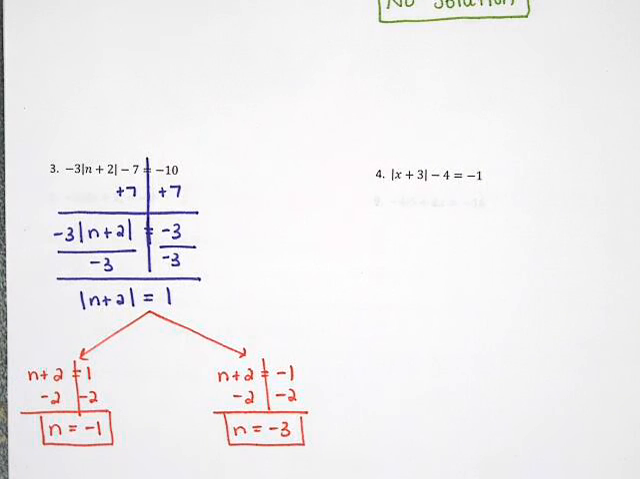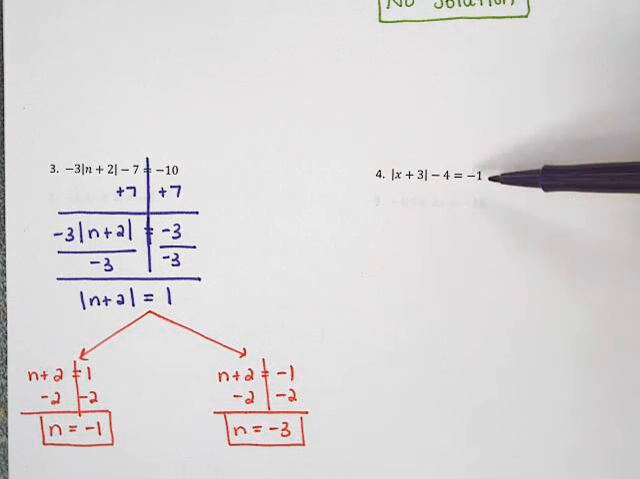This is an example where students often get this problem wrong simply because they don't bother to isolate the absolute value before making a decision about whether or not there are solutions. Let's look at number 4. Number 4, if I just looked at it at first glance, I might go, hey, there's a negative, there's no solution.